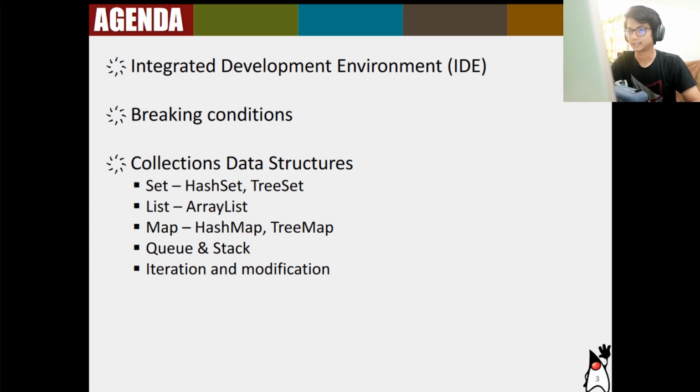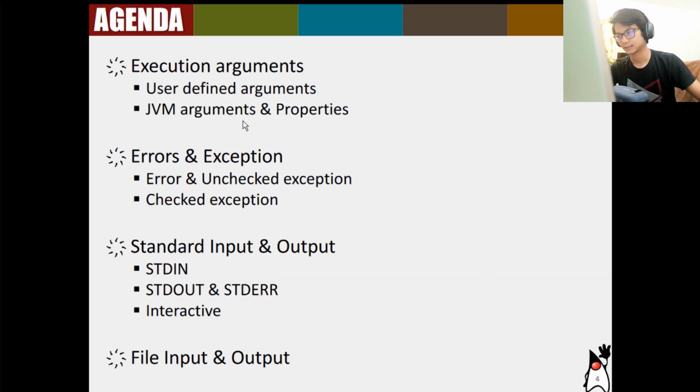So the agenda of yesterday's class, the first one is downloading Eclipse, the integrated development environment, which is the IDE. That is the software going to be used for coding in Java. And then the first lesson is breaking condition. The second one is collections of data structure, then execution of arguments, errors and exception, standard input output, and file input output.